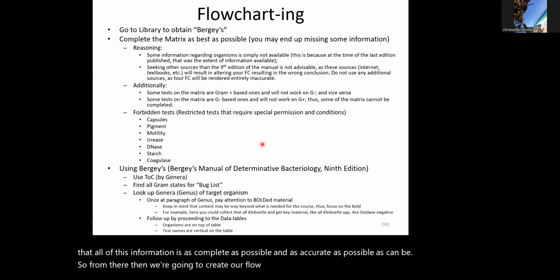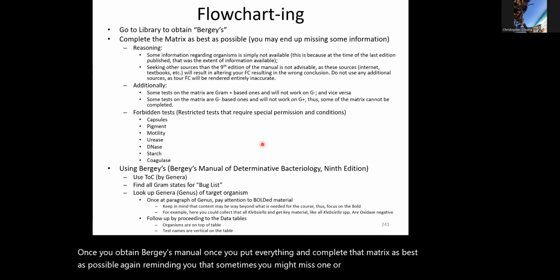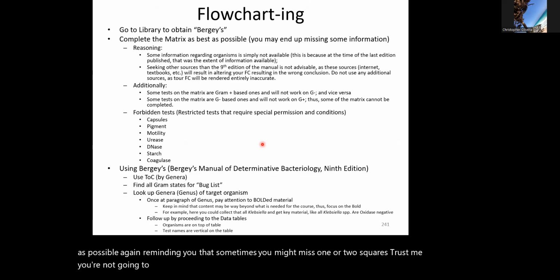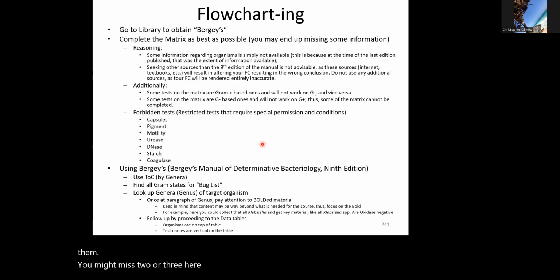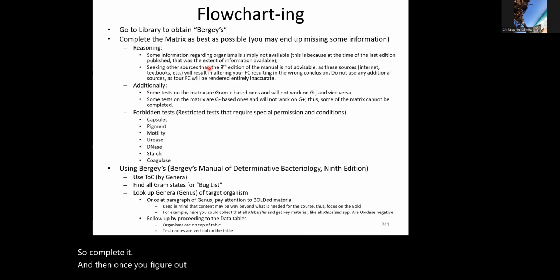Now, once you obtain Bergey's manual, once you put everything and complete that matrix as best as possible, again, reminding you that, yeah, sometimes you might miss one or two squares. Trust me, you're not going to be missing 30 of them. You're not going to even be missing 10 of them. Okay. You might miss 2 or 3 here and there, but that's about it. So that matrix should be about 90% complete. So complete it. And then once you figure out what you have, then you're going to start building that official flowchart. Now, again, let me remind you a couple of things about the matrix itself.